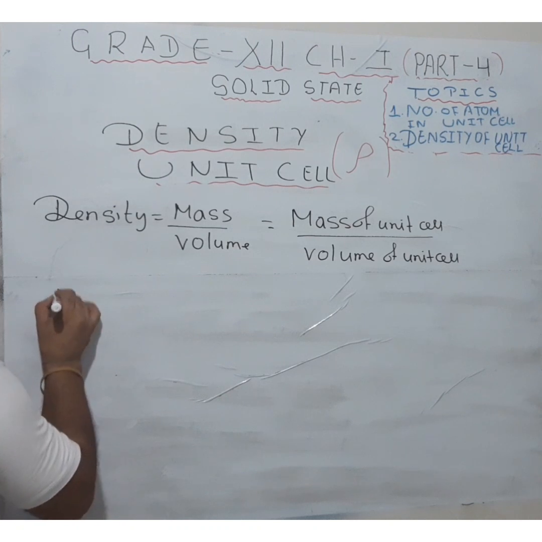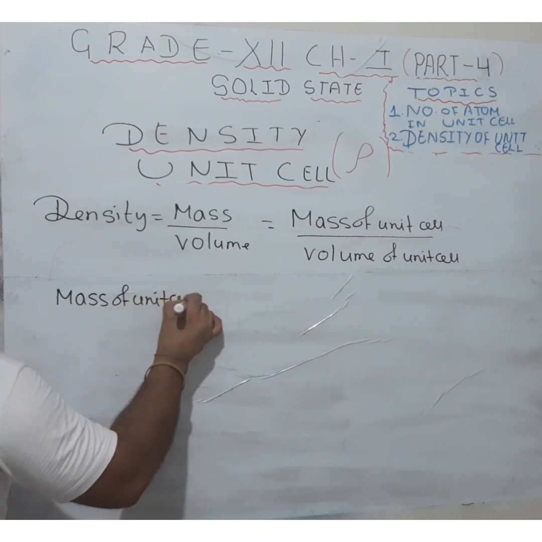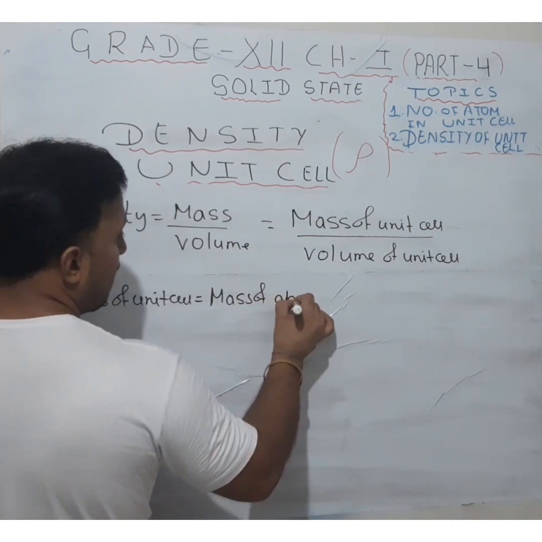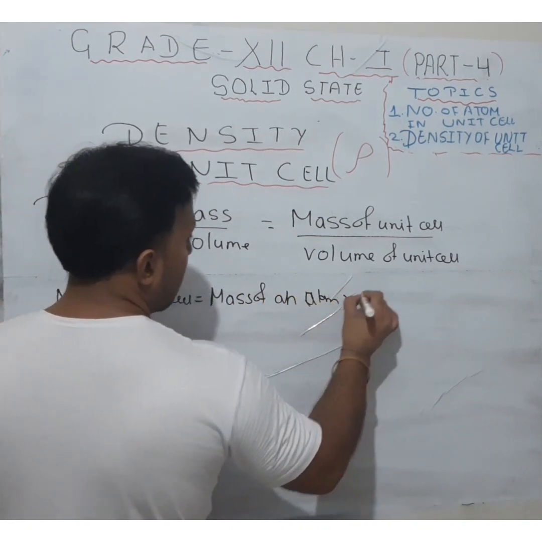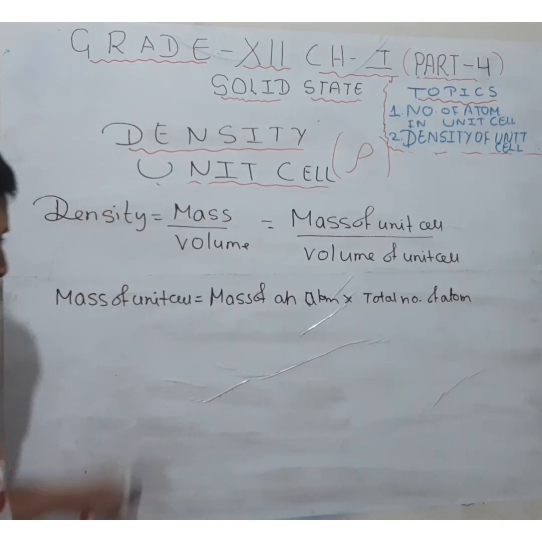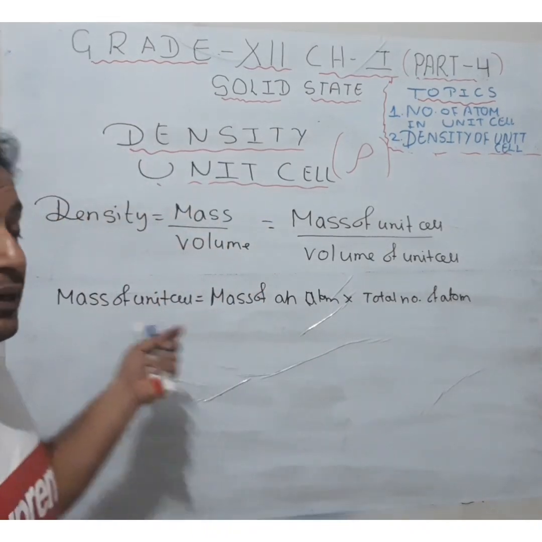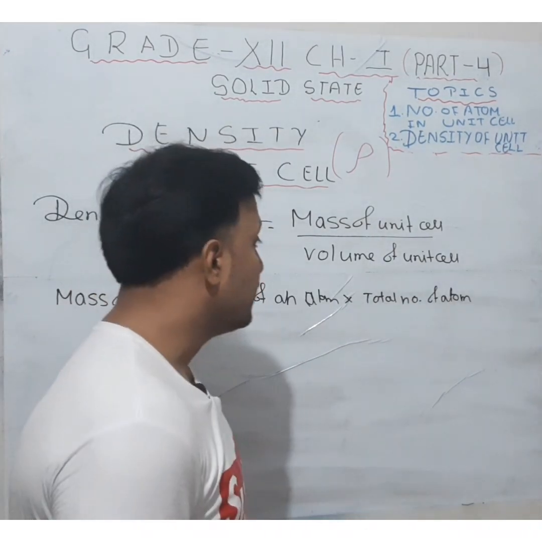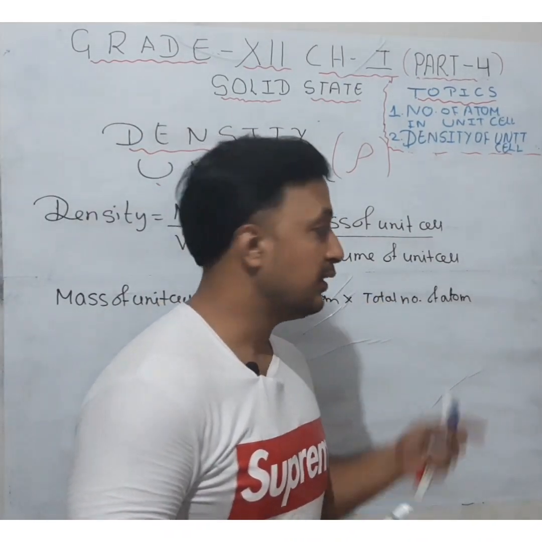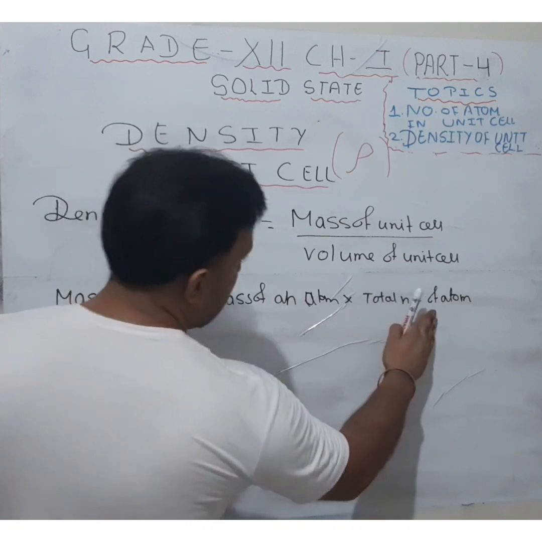But the important thing is how to determine the mass. In order to find the mass of a unit cell, we'll use the formula: mass of an atom multiplied by the total number of atoms. Why do we multiply the mass of an atom by the total number of atoms? Because there may be different types of unit cells, maybe simple cubic, body centered cubic, or face centered cubic. In such cases, the total number of atoms in that specific unit cell is very, very important.